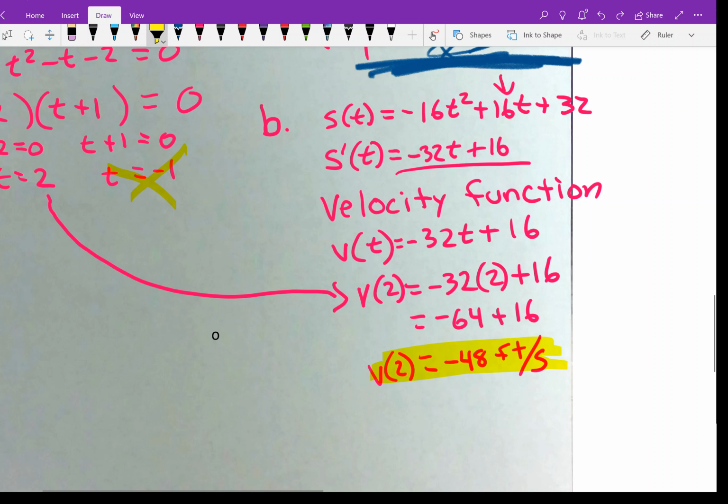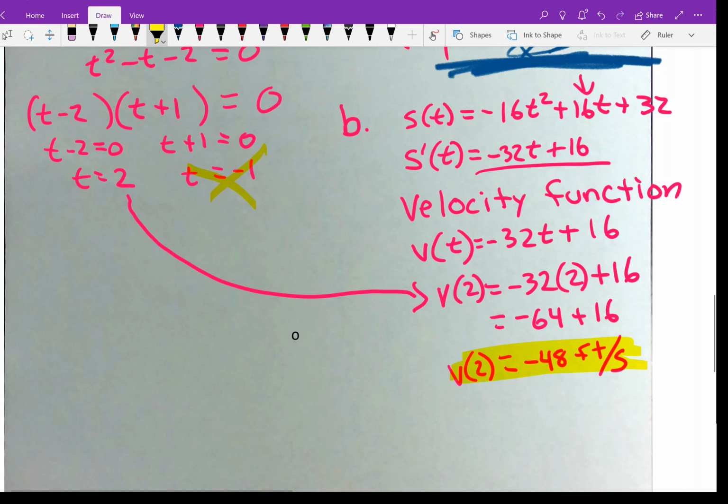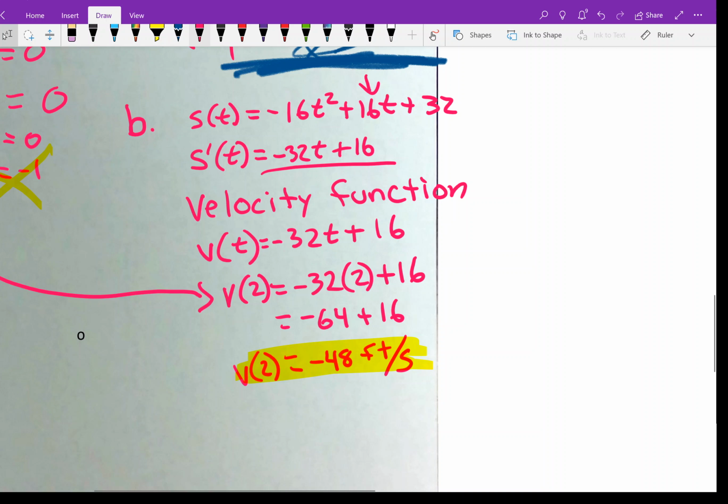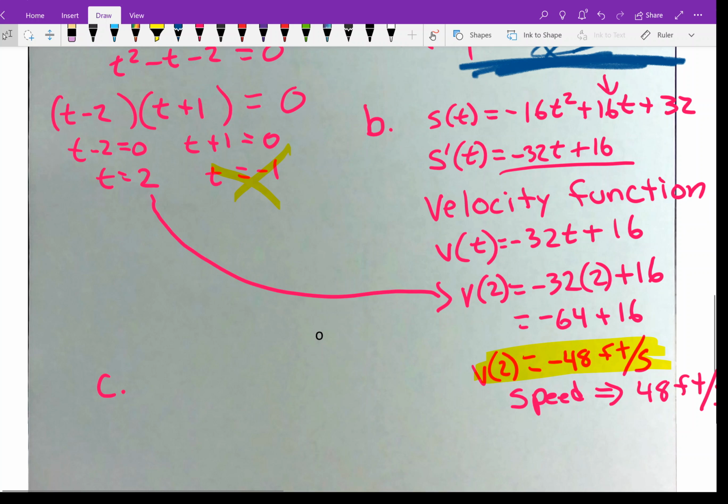All right, so that's B. I'm going to move this around here, and we're going to work out C now. Oh, wait, I almost forgot. They also want to know the speed for part B. So speed is just the absolute value, right? So my speed is going to be 48 feet per second. All right, back to C.